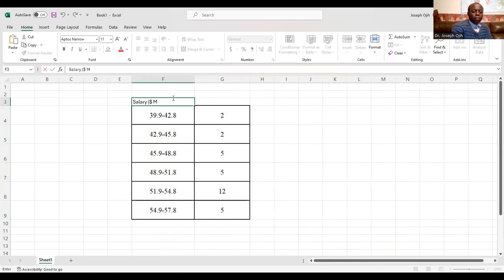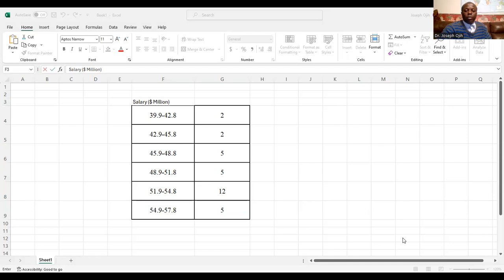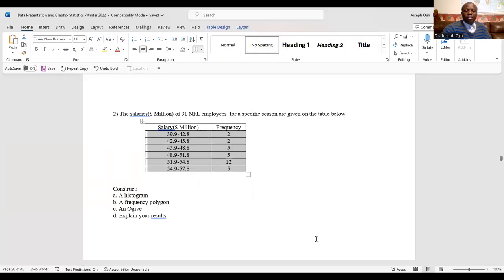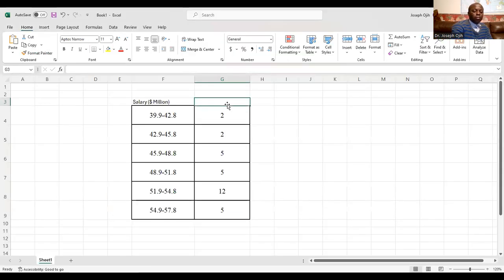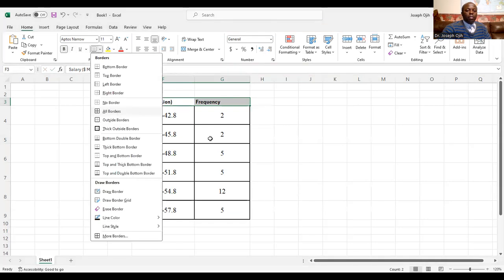Okay. And this side, as you already know from the equation, is the frequency, which is the number of employees that earn that salary. Frequency. This is salary and frequency. I'm going to make it bold and probably make it all borders.